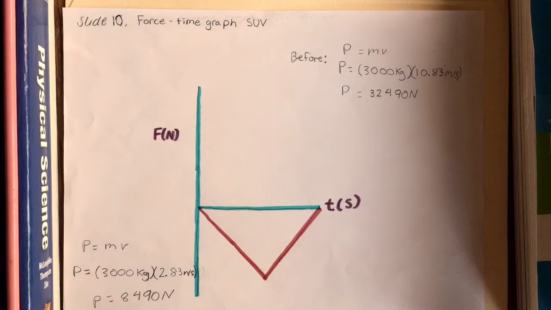Slide 9. Creating the force time graph for the wagon, just like the SUV, you must calculate the momentum. The mass of the object is 3,000 kilograms. The initial velocity is 10.83 meters per second, and the final velocity is 2.83 meters per second, making the momentum 32,490 newtons before and 8,490 newtons after. This shows that there was a loss in momentum. Therefore, the force time graph is a downward triangle.